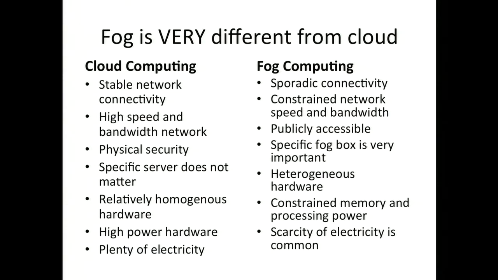So fog is obviously very different in that the connectivity comes and goes. Somebody's on their bicycle and they pass by a point where it can connect, and then they're not connected for the next 20 miles. And the network tends to be very constrained, both in terms of speed and bandwidth.